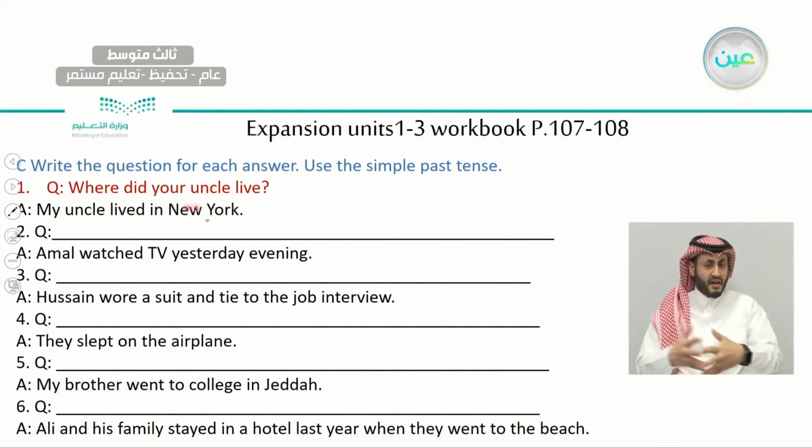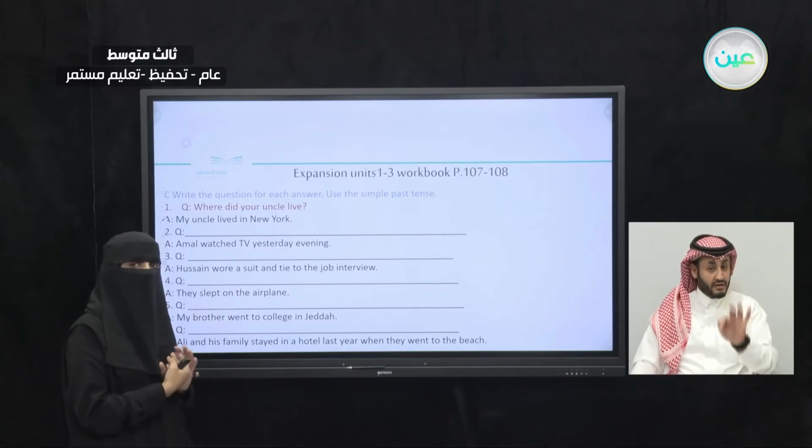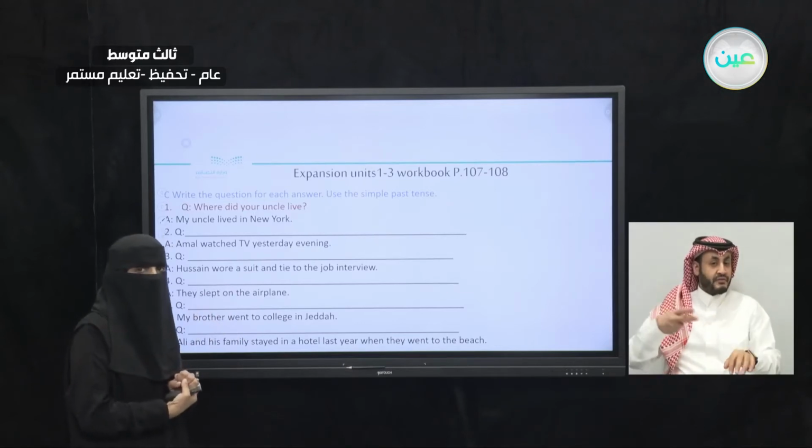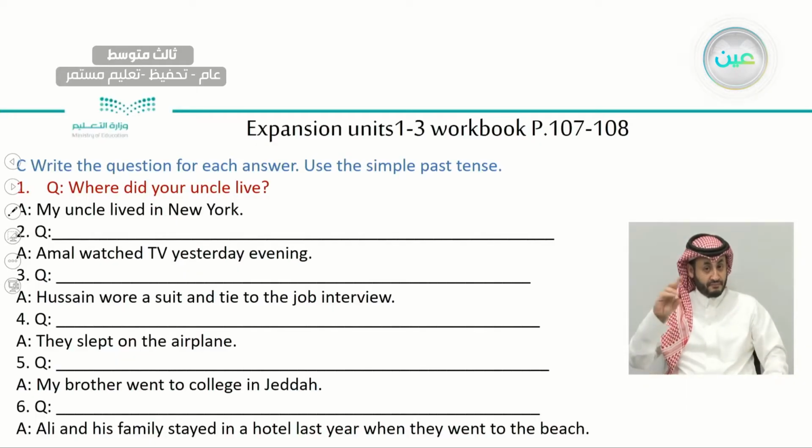So if I want to remove New York, I will say where. Where? With questions, when we ask WH questions, what do we need? Excellent, we need did. We need did to form the questions. Did is important. Where did your uncle live? My uncle lived in New York. This is a completion.